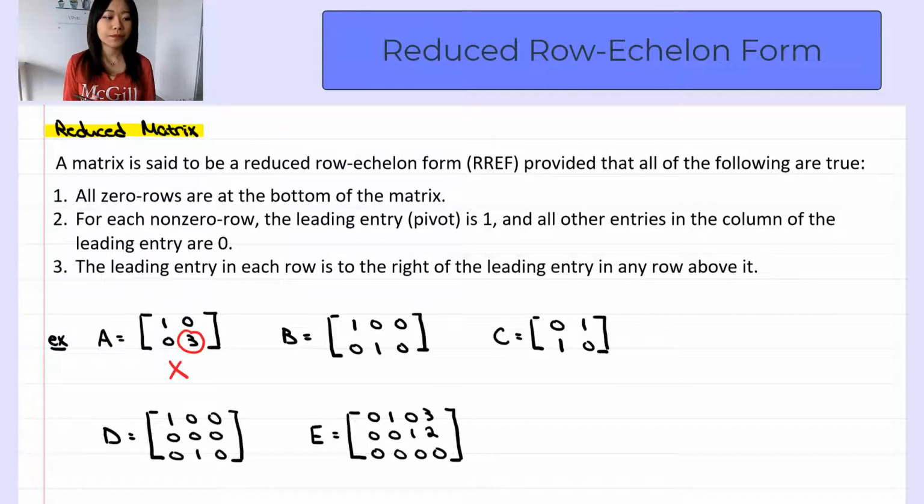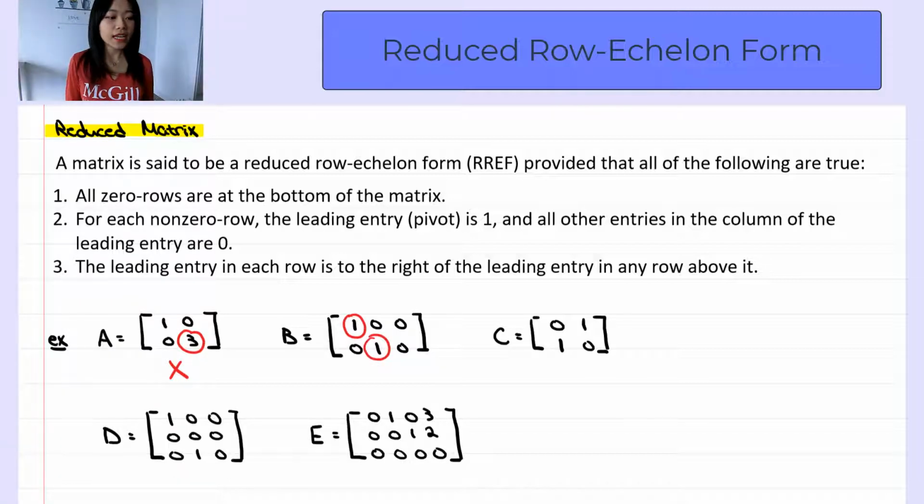Now let's look at matrix B. Again, we are going to go through the 3 conditions. First, is there any 0 row? No, in matrix B, there are no 0 rows. So the first condition is met. Second condition, for each non-zero row, the leading entry is 1. In the first row, the leading entry is 1. In the second row, the leading entry is also 1.